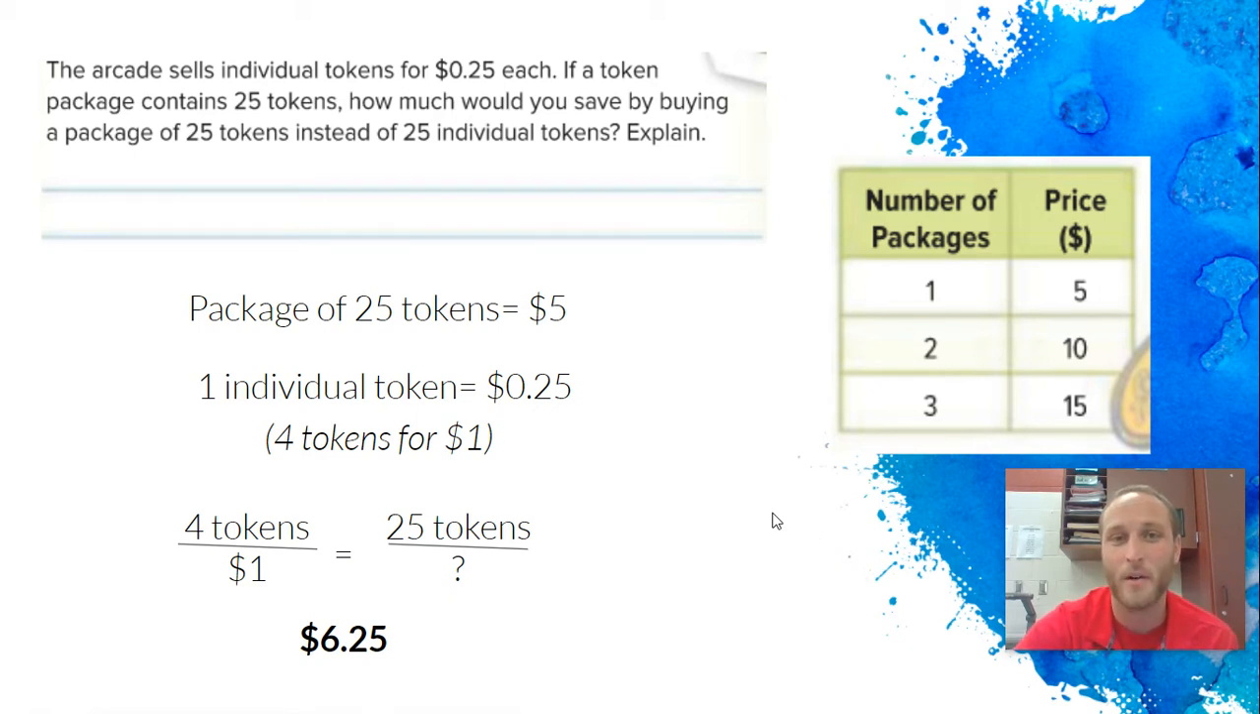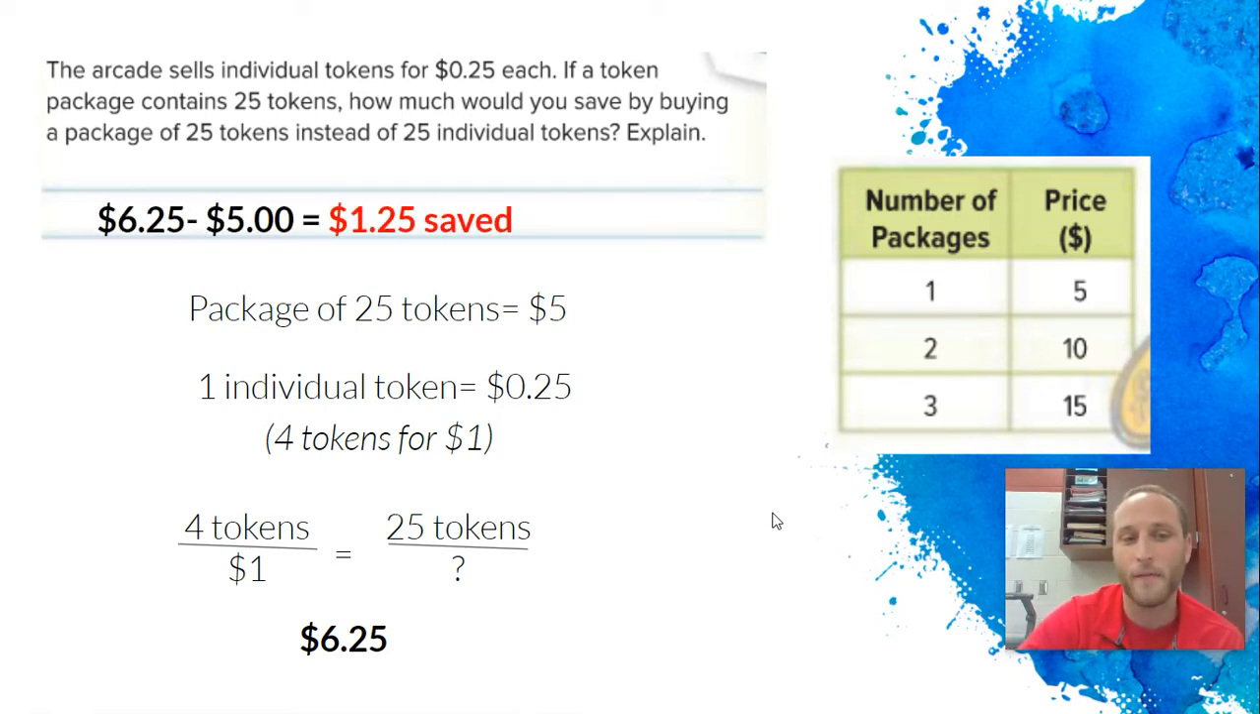But that's not actually what the question's asking. The question's asking how much you would save if you bought the package of tokens compared to buying them individually. So all I would have to do is go back up to the top and do 6.25, which is how much I would spend with individual tokens, minus $5, which is how much I would spend for a package of 25 tokens, and then subtract it, which leaves me with $1.25. So I would save $1.25 if I decided to buy the package instead of buying them all individually.